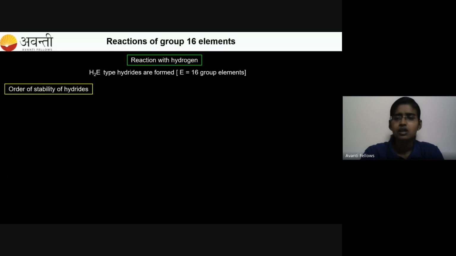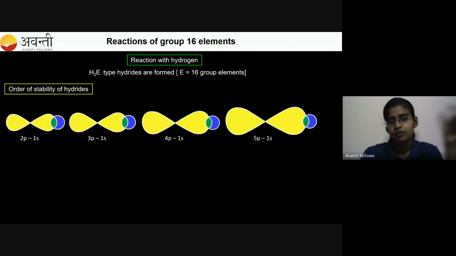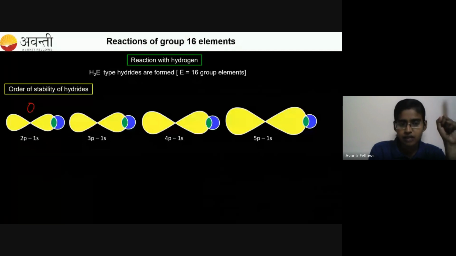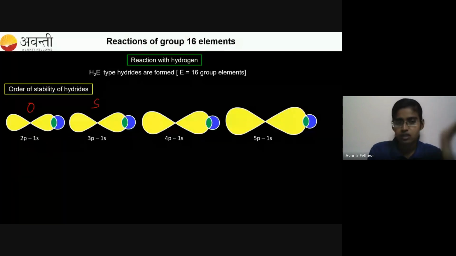Now, what is the stability? In group 15 also we have studied this stability, the same stability we are going to see here also. For the first element, that is oxygen, you can see the 2p orbital is overlapping with the 1s of hydrogen. In the case of sulfur, the 3p orbital overlaps with the 1s of hydrogen. And for selenium, 4p.